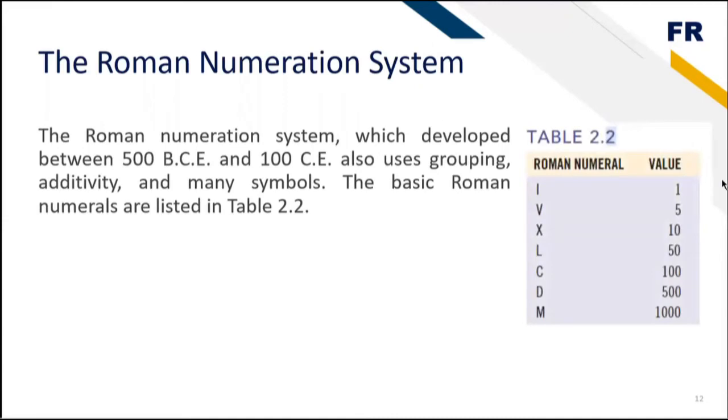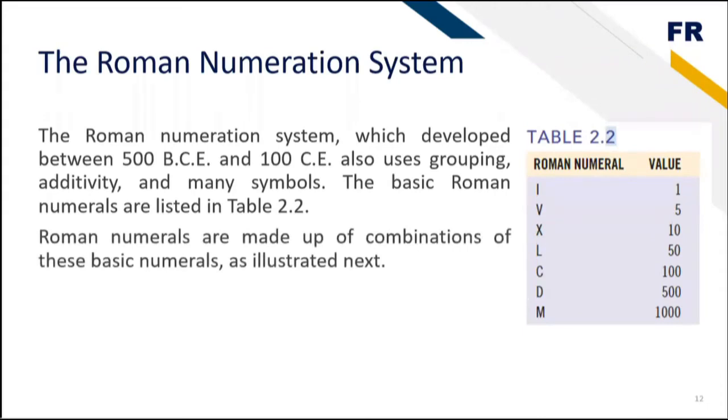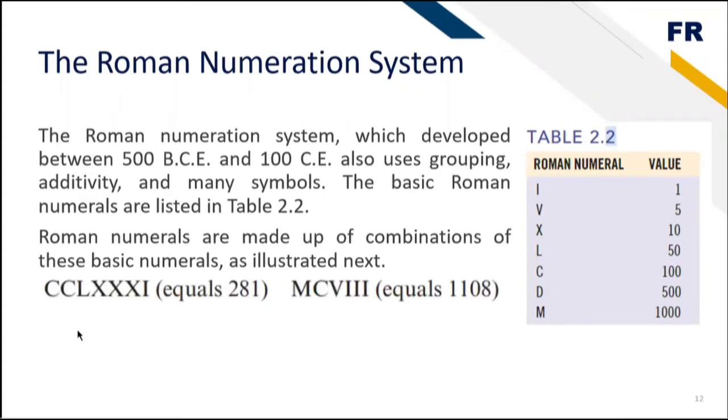Roman numerals: meron tayong I, ang value niyan ay 1, V equals 5, X 10, L 50, C 100, D 500, and M 1000. Roman numerals are made up of combinations of these basic numerals. For example, CCLXXXI, which equals 281. And yung MCVIII equals doon sa 1,108.